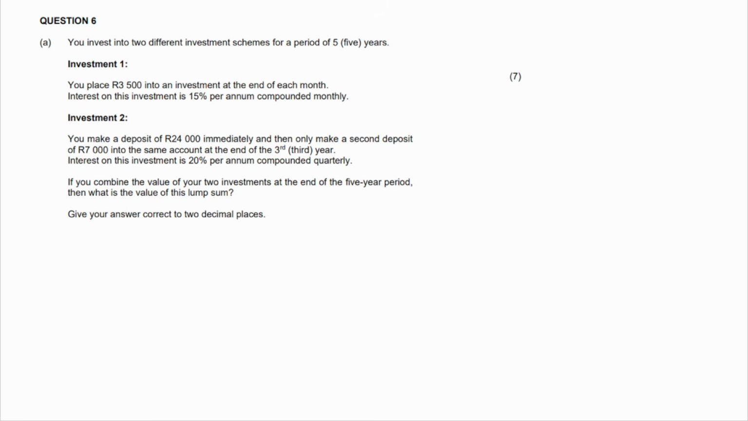All right, moving over to question 6, to finance. So we invest into 2 different investment schemes for a period of 5 years. So here we have investment 1, so 3,500 Rand into investment at the end of each month. So you can see here, this is going to be future value. And the interest is 15% per annum compounded monthly.